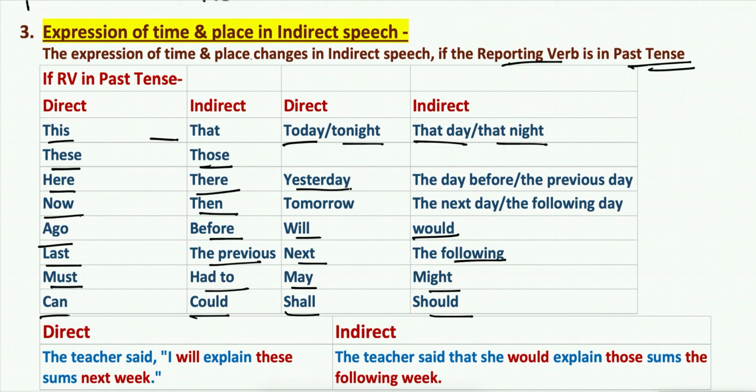Yesterday changes to the day before or the previous day. Tomorrow will change to the next day or the following day. So these are the expressions of time and place we should remember while writing indirect speech form. If these words are present in the direct speech, they will change to these words while writing the indirect speech format. Let's take some examples.